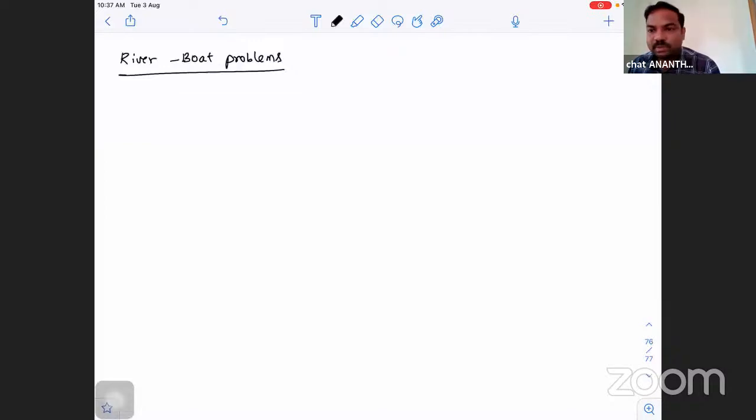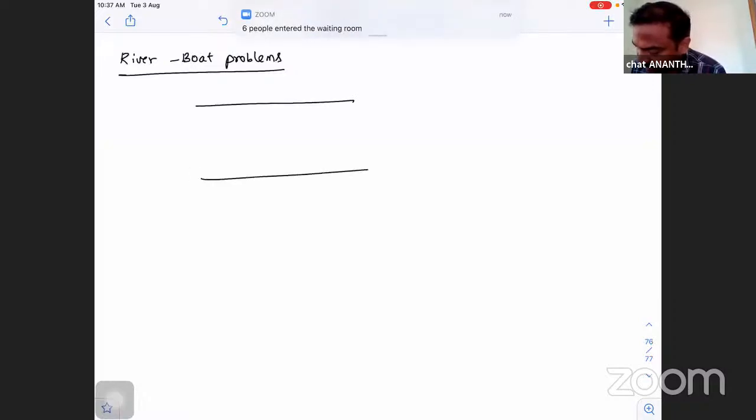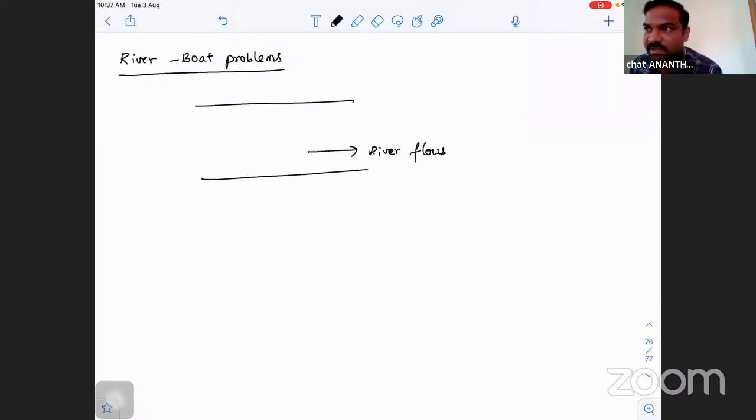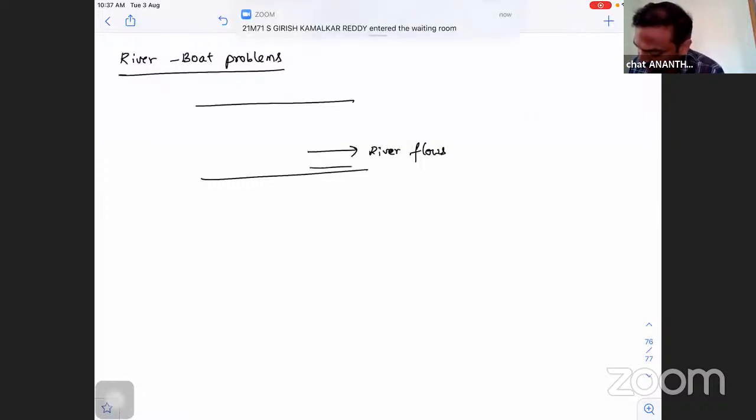So it is riverboat problems. What is this riverboat problem? Let us see. The boat will have some velocity in the river. Suppose that this is the river flowing. The river flows in rightward direction, towards right. As the river flows, the river will have some velocity with respect to ground. So I'm writing this as the velocity of river with respect to ground.